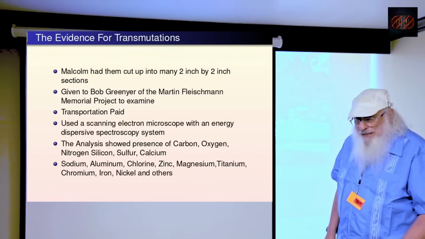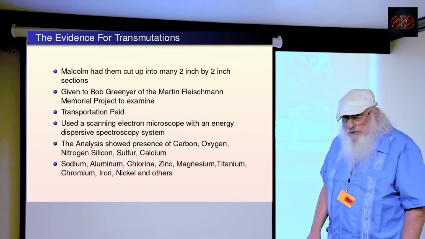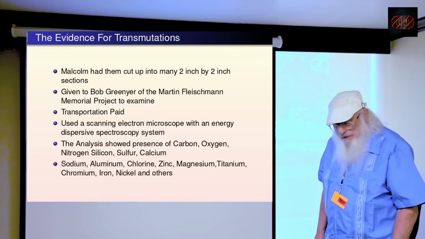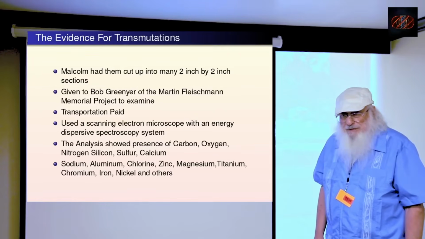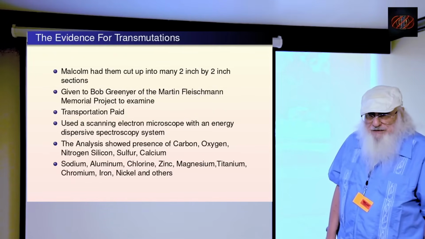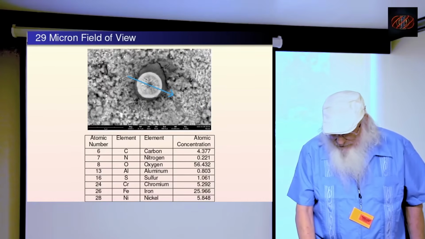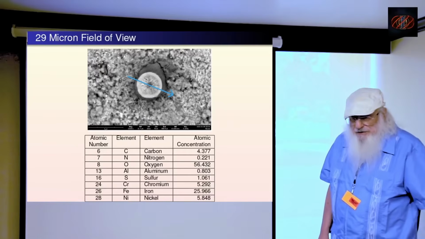Elements that were not present in the air and the fuel show up in the residue. How is that possible? It's not a chemical reaction. It's a transmutation. Here's a little bit of the proof.